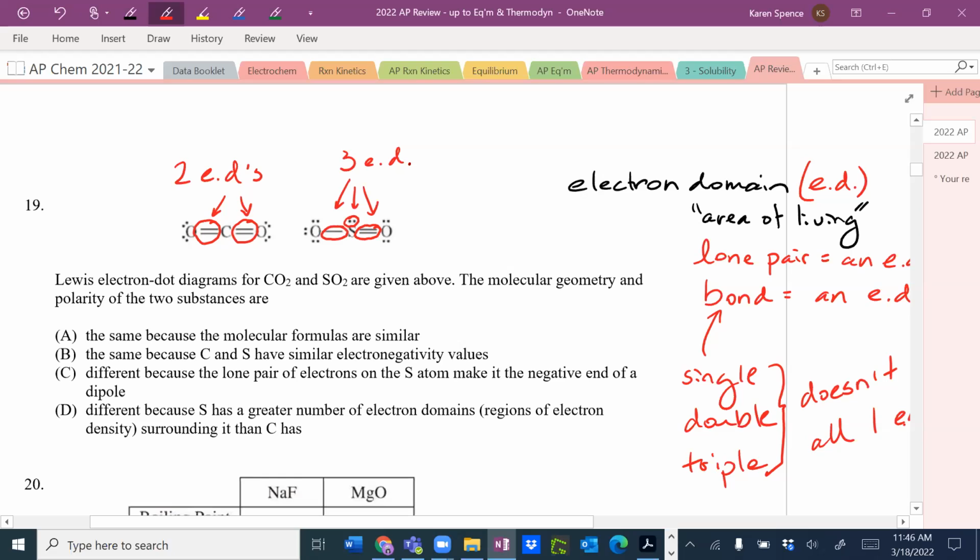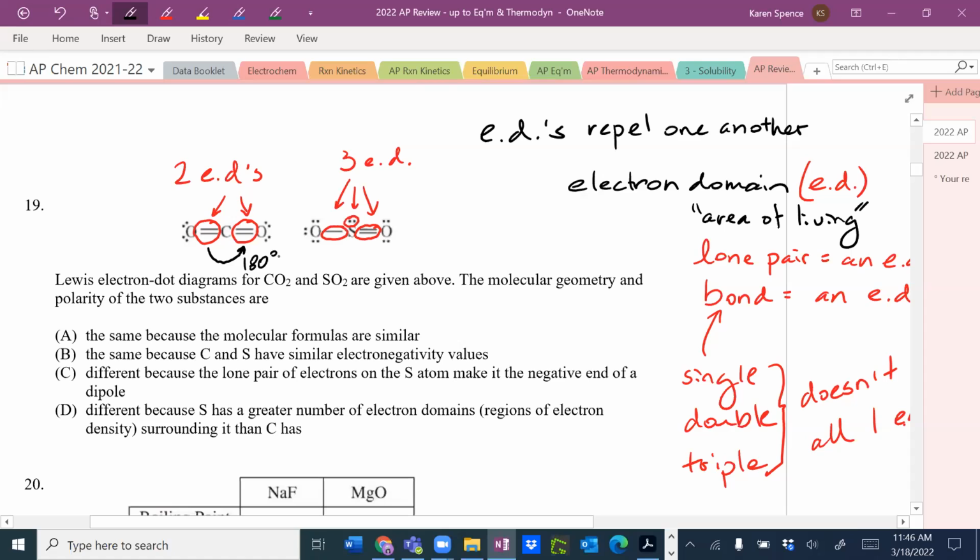And what do electron domains do to each other? Electron domains repel one another. So they're going to try and get as far from one another as possible. If you have two electron domains, the farthest apart they can be is directly opposite each other. So that bond angle is going to be 180 degrees. Okay.